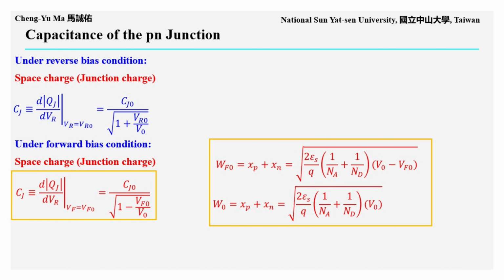It is also worth mentioning that the charge source of the junction capacitance in a PN junction is the change in space charge. This change in space charge still exists under forward bias. The only difference is that as the forward bias increases, the width of the space charge region becomes smaller. Therefore, we can also obtain the junction capacitance equation under forward bias. Under the forward bias VF0, the junction capacitance Cj equals Cj0 divided by the square root of 1 minus VF0 divided by V0.